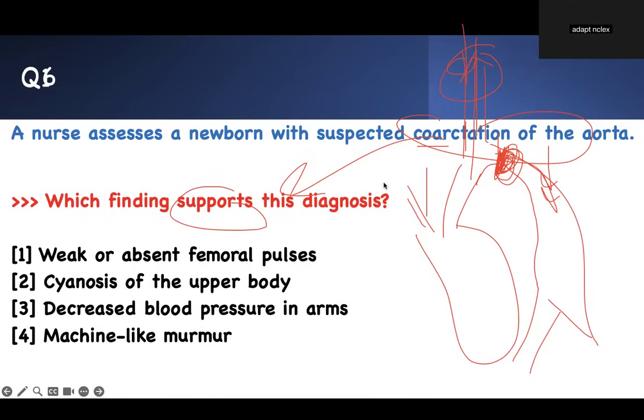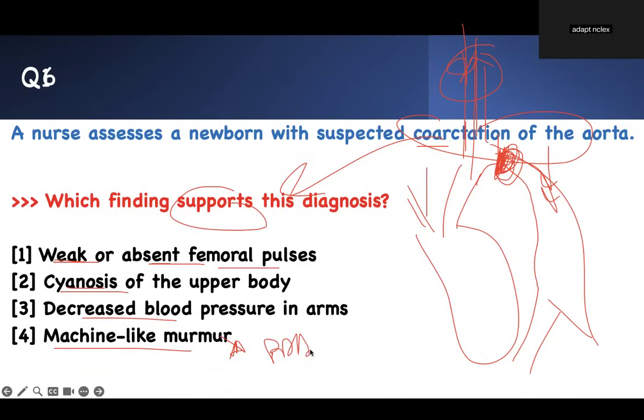Therefore, what do you think? Do you expect weak and absent femoral pulses? Do you expect cyanosis of the upper body? Do you expect decreased blood pressure in the arm? Or do you expect machine-like murmur? We already saw that this is what machine-like murmur is, a PDA, so it's gone.